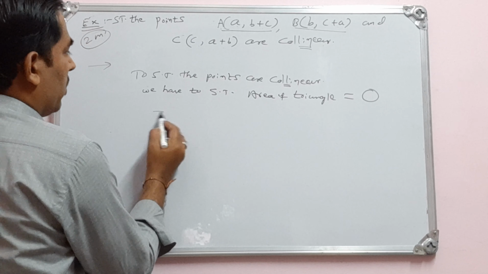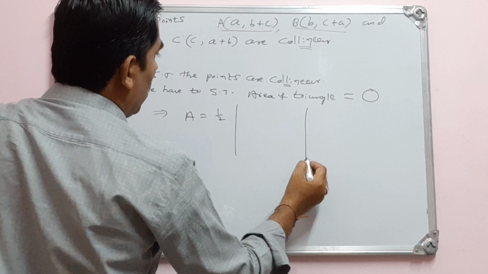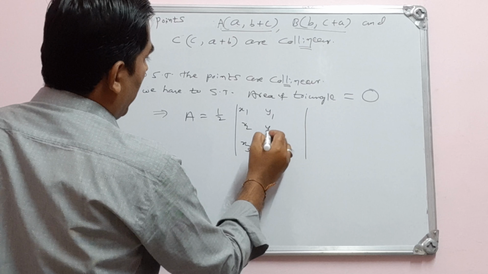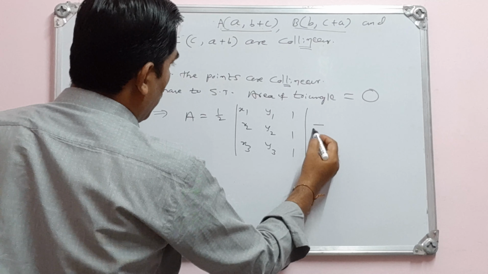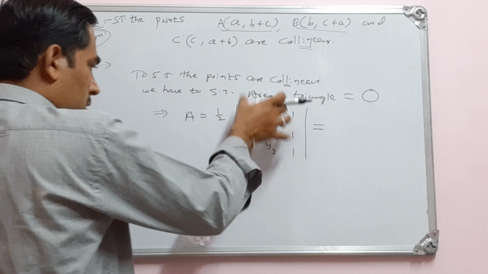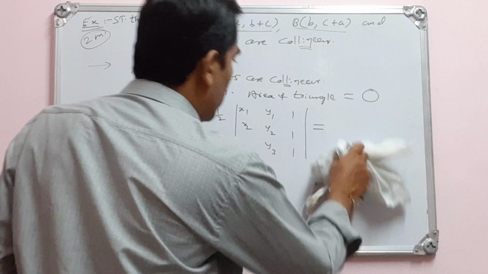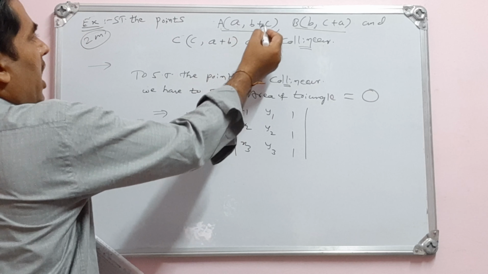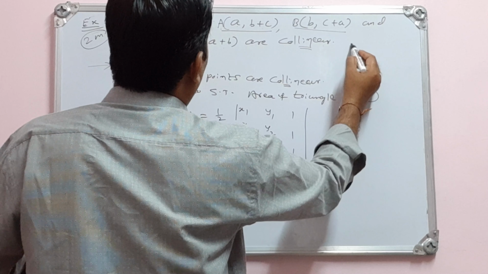So what is the area of the triangle? We know the formula: half into the determinant with rows x1, y1, 1; x2, y2, 1; x3, y3, 1. So we have to prove that this area is 0. After substituting and simplification, we must show that it will be 0. So let's substitute the vertices. Let's see what happens. Here the given vertices are (a, b plus c), (b, c plus a).